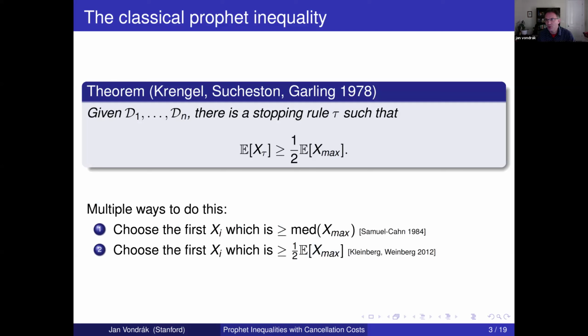which has several different proofs. Maybe the two simplest ones are that either you wait until you see a variable which is at least the median of the distribution of the maximum, or you can also wait until you see a variable which is at least 1/2 of the expectation of the maximum. Either of these two rules will give you a stopping rule that achieves at least 1/2 of the expectation of the maximum.